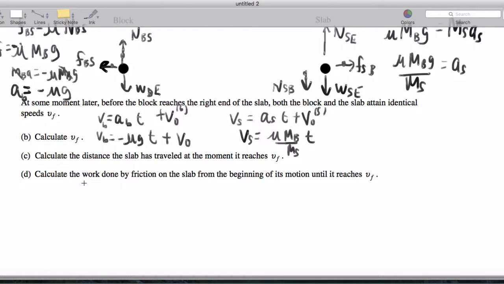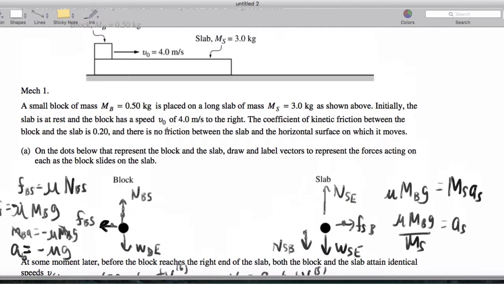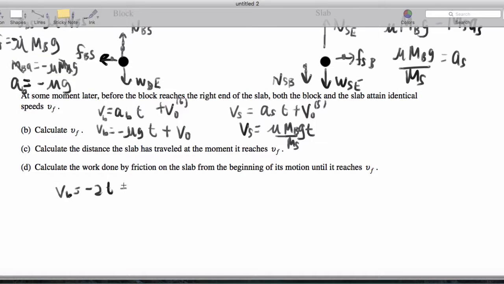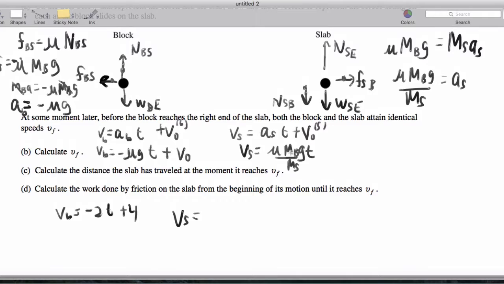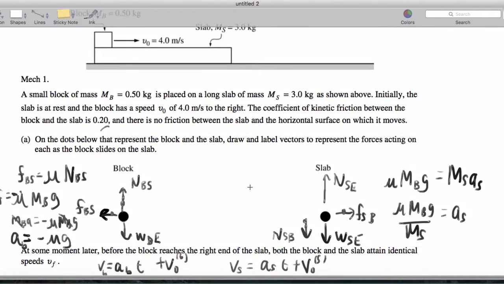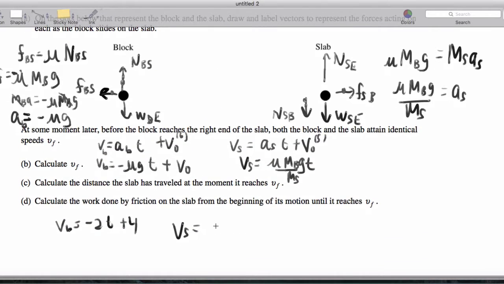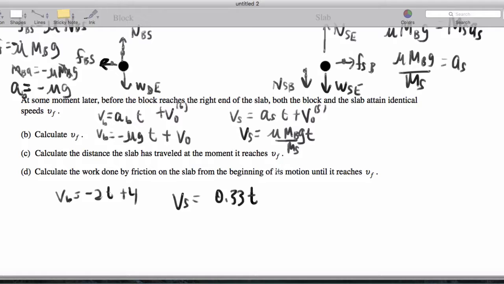So let's get that final speed, or that they have the same speed, and let's solve for that same speed that they end up getting. And this should be a g here, sorry about that. So I'm going to actually put in the numbers. I could do it with letters, but it's a little bit easier with numbers. So v_B, that's negative 0.2 times 10, so v is negative 2t plus 4 for the block. And for the slab, 0.2 times 10 is 2, and then block over slab is 0.5 over 6. So that's going to be 1 over 6, which ends up being 0.33 times t for the slab when we put in our numbers.